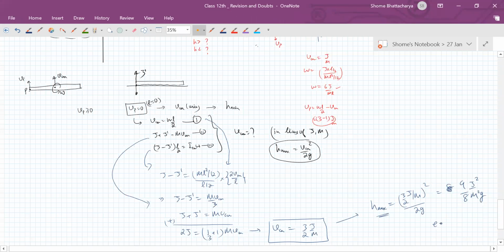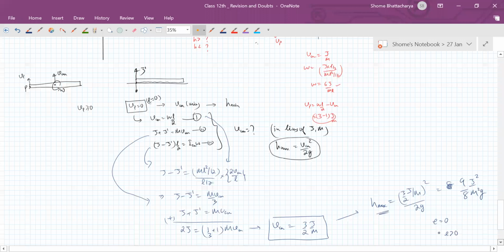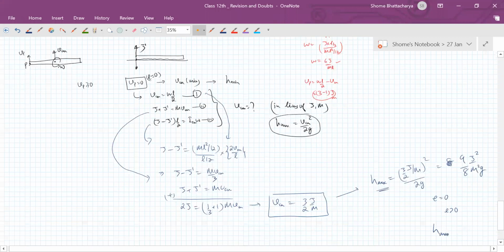So this is when E is equal to 0. So when E is greater than 0, this H max will be more than this. So in general, your maximum height of the center of mass should be greater than or equal to 9/8 · J²/(m²g).